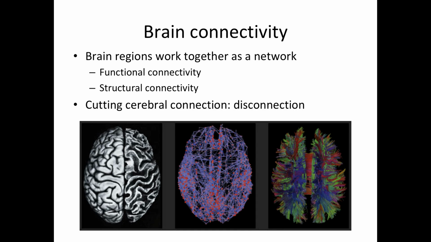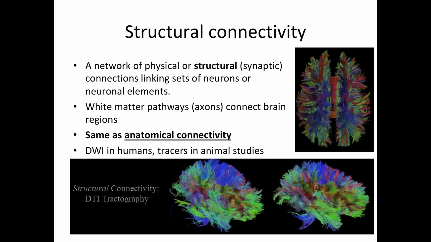So we can divide brain connectivity up in 2 sorts. So we have functional connectivity and structural connectivity. If you lesion or cut a cerebral connection, so a physical structural connection, you will have a disconnection. And then in the next couple of videos, we will talk about what happens if you have disconnections between your 2 hemispheres. But for now, let's start off with the definition of structural connectivity.